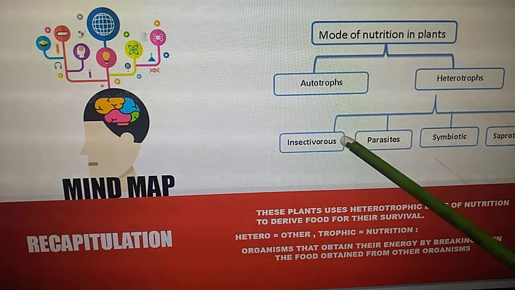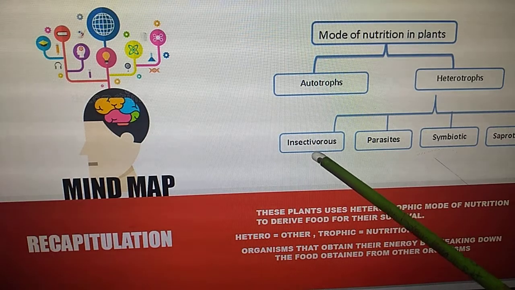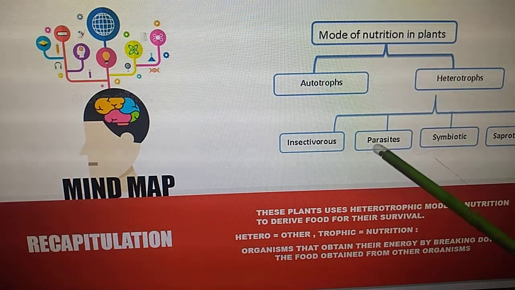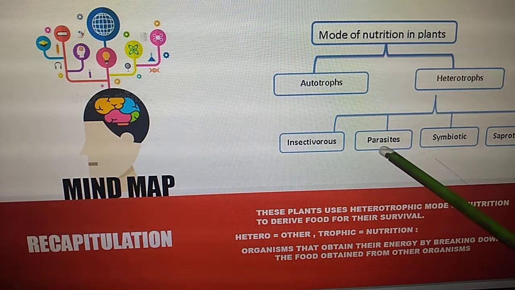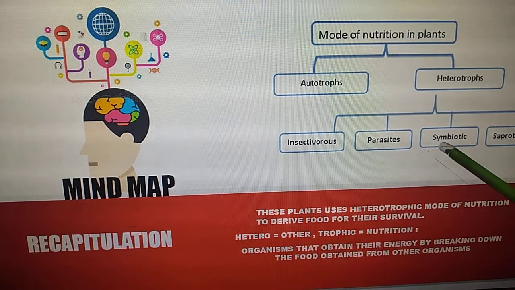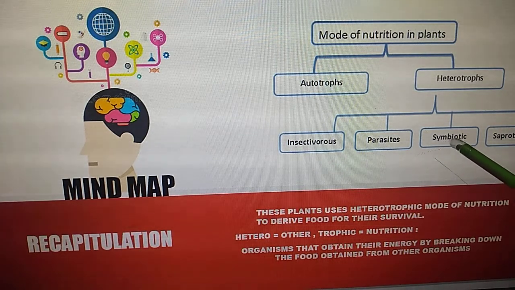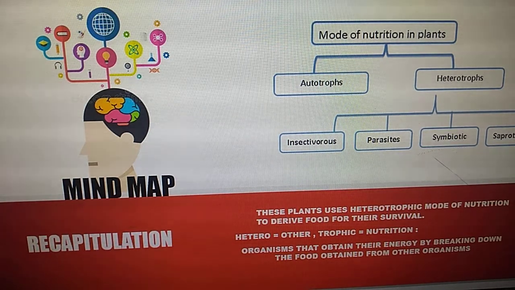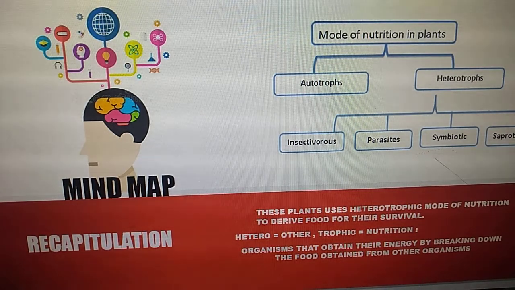And there are four categories: insectivorous, wherein they can trap insects and get the nutrition; parasites, where they are dependent upon other organisms or other plants for their food; symbiotic, wherein they live in mutual relationship with the other organism and obtain nutrition; and the last one, saprophytic, wherein they depend upon dead and decayed matter for their nutrition.